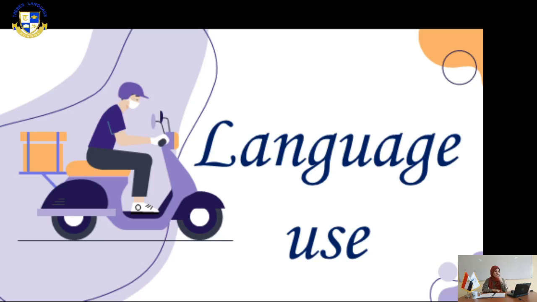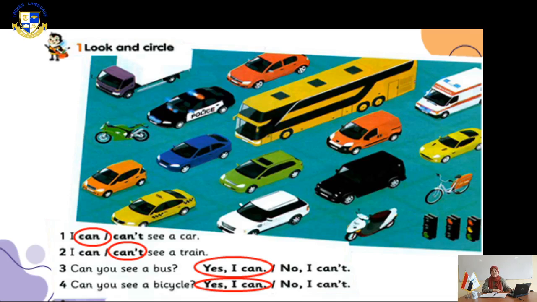Language use. Exercise number 1, page 69 in your student's book. Please open page 69 in your student's book. Exercise number 1, look and circle. Number 1, you are going to look at this picture and you are going to choose if you can or can't see this vehicle or this kind of transportation means.